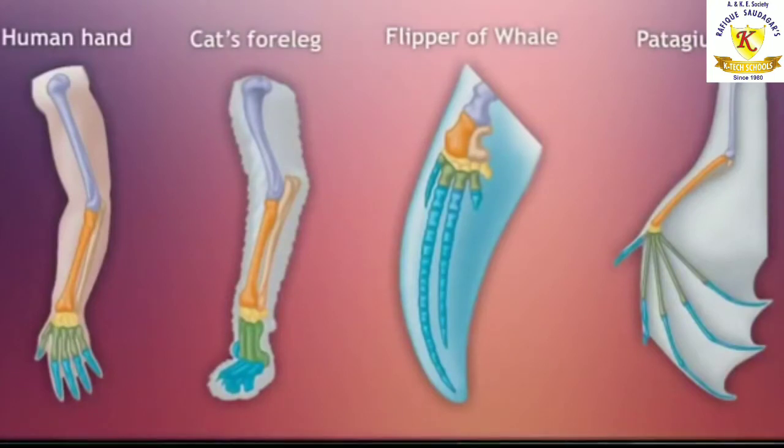Now children, if you carefully observe the picture, there doesn't seem any superficial similarity between human hand, cat's foreleg, flipper of whale and patagium of bat. Similarly, use of each of those structure is different in respective animals. However, there is similarity in structure of bones and bony joints in the organs of each of those animals. This similarity indicates that those animals may have common ancestor.